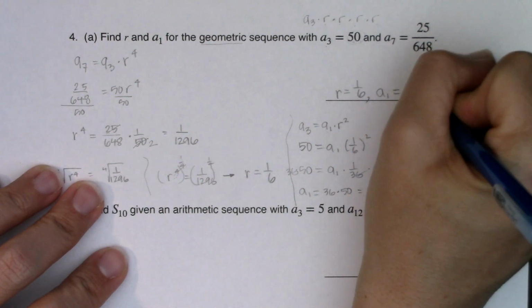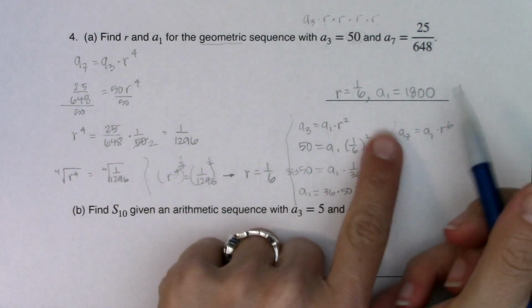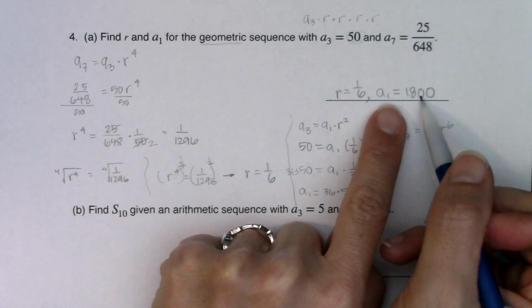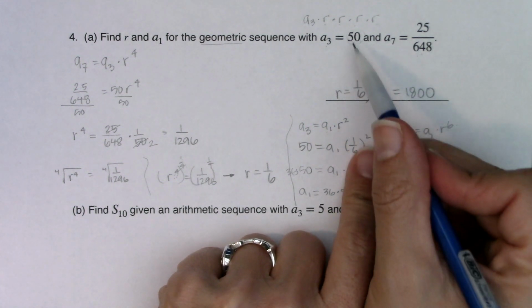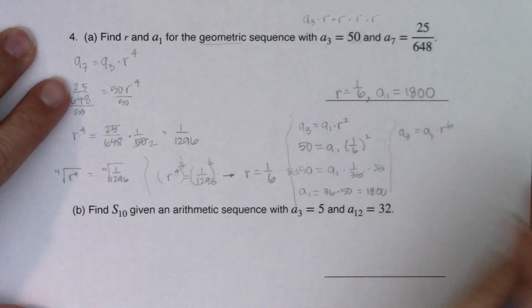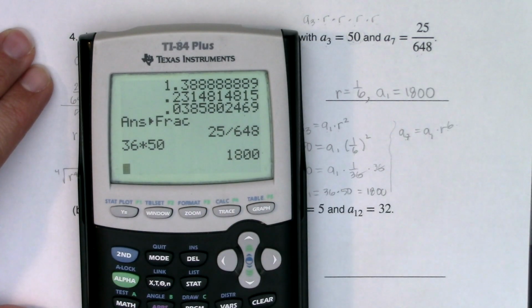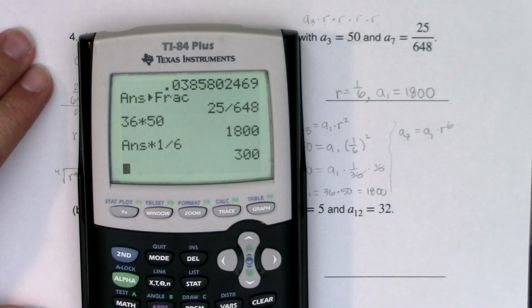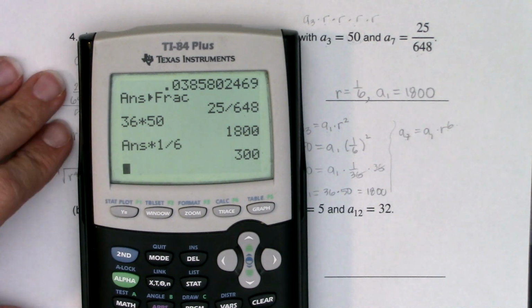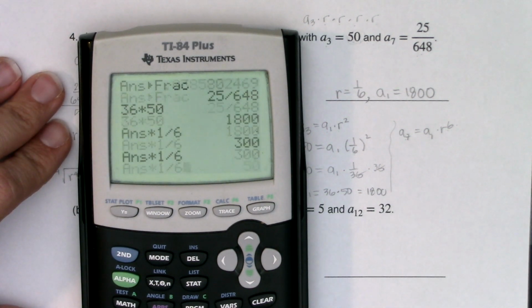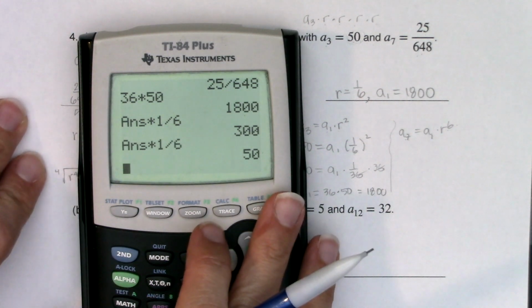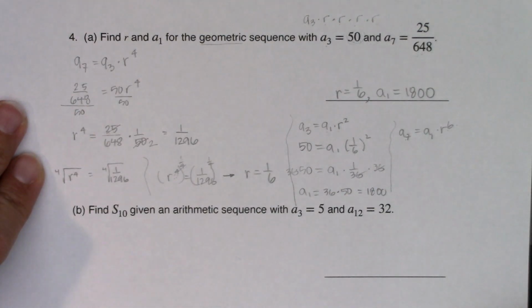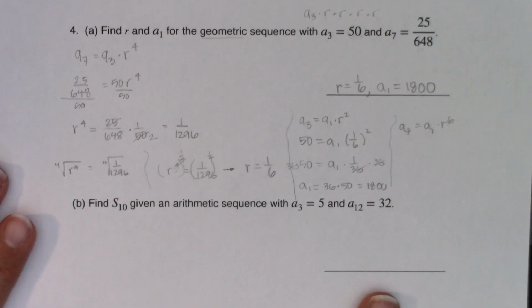And again, if I had enough time on an exam, I would check this. If I took a sub 1 and I multiplied it by 1/6 and then 1/6 again, I should get to 50. So let's see, if I take 1800 and I multiply it by 1/6, that's 300. There's a sub 2. Let me multiply it by 1/6 again, and sure enough, I get 50. So I'm that much more confident in my answer, okay? All right, so let's move on to part B.